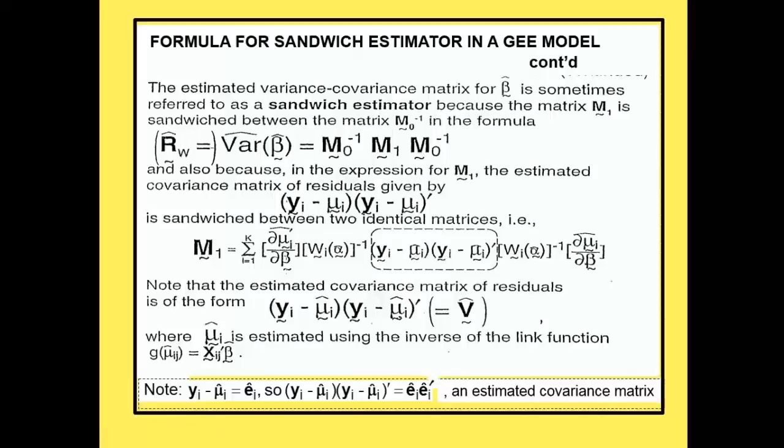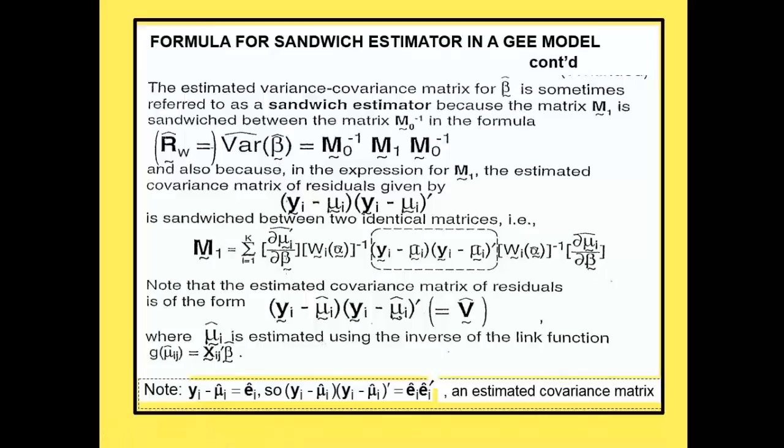Now, it's this part of the expression that makes this whole sandwich estimator something that reflects the true correlation structure, without knowing what it is, okay? Now think about this. Just look at this part, and now I've written it a little bit bigger over here. Yi minus mu sub I. What's Yi? Yi stands for the responses on the ith subject.